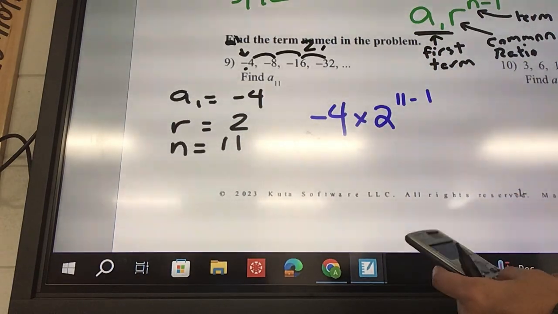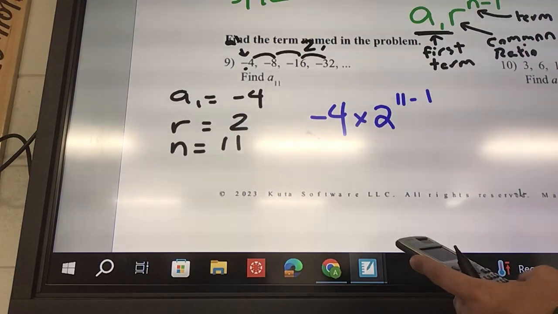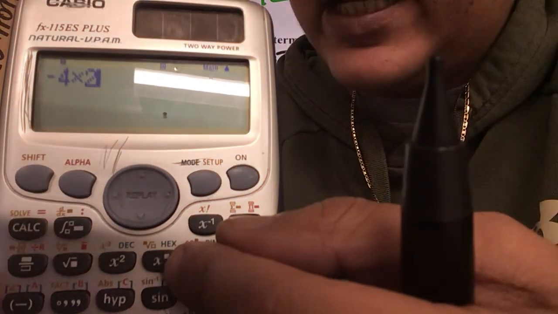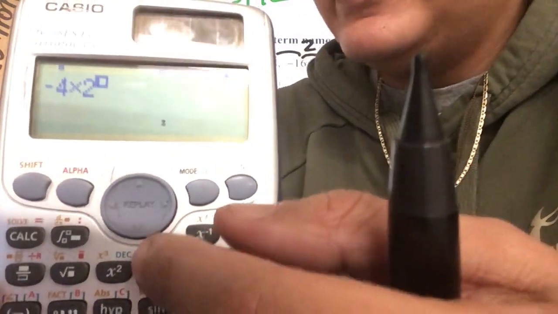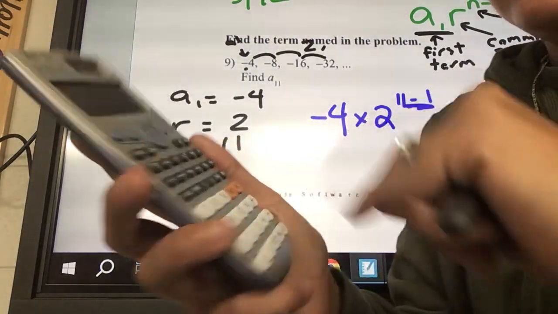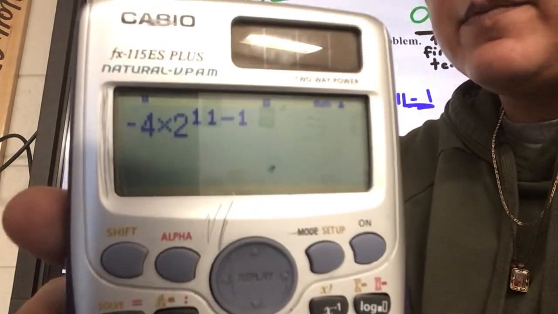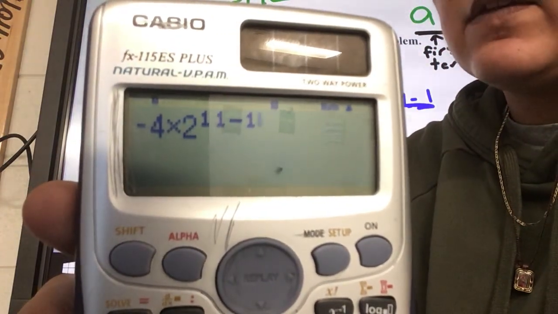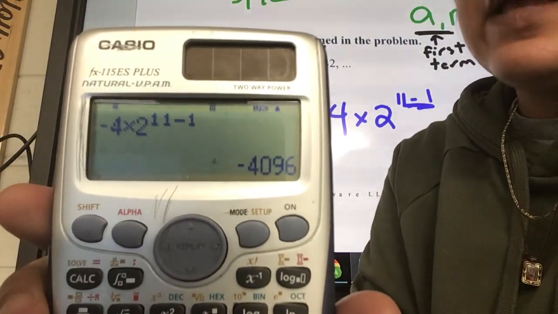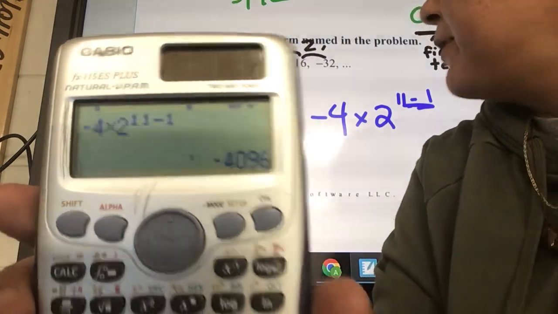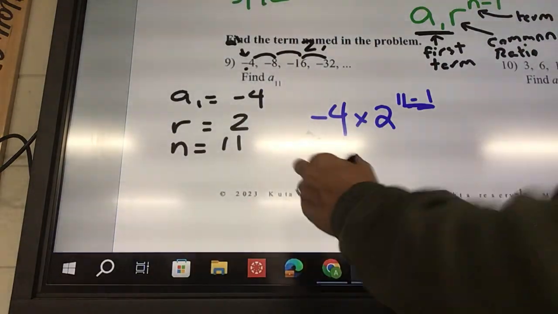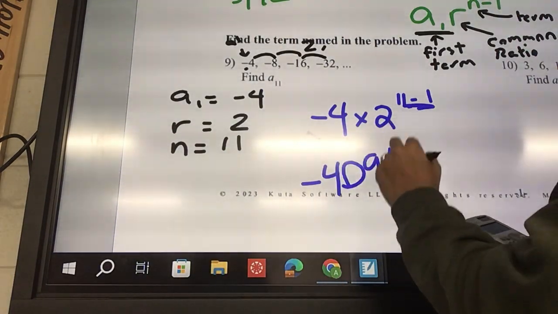Okay, so I'm gonna say negative 4 times 2. Now, I'm looking for this button right here that has X with a blank power, and I'm gonna push that. And in that little square box is where I'm gonna put this 11 minus 1. So 11 minus 1. Okay, and again, take a second and pause the video and make sure that yours looks like this. Okay? And you're gonna hit equals, and it spits out your answer. So a to the 11, or the 11th term in this sequence, okay, which is what they told us to find, is negative 4096.